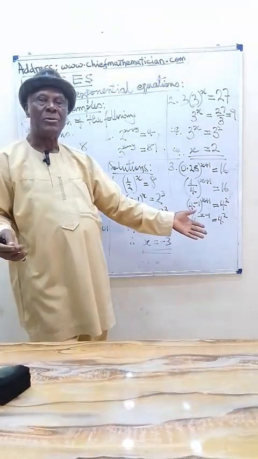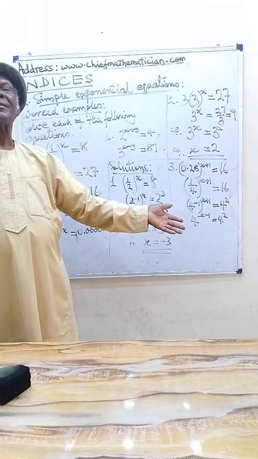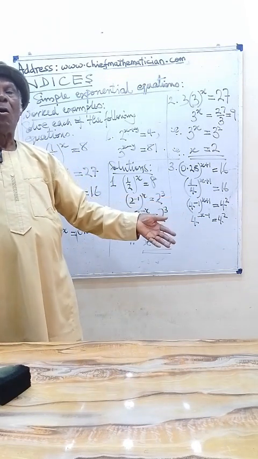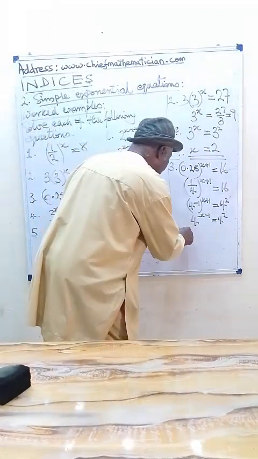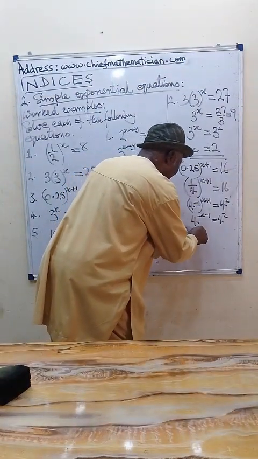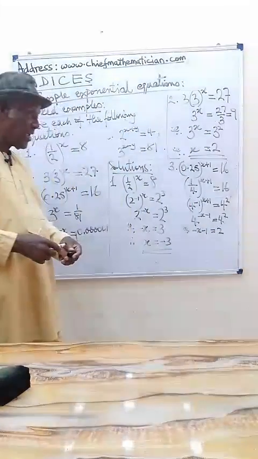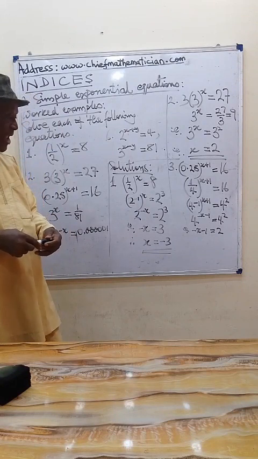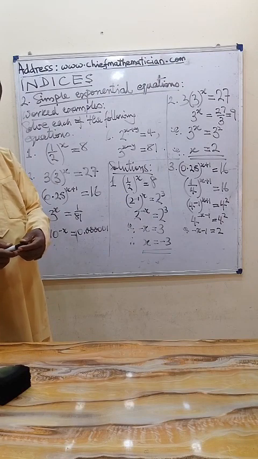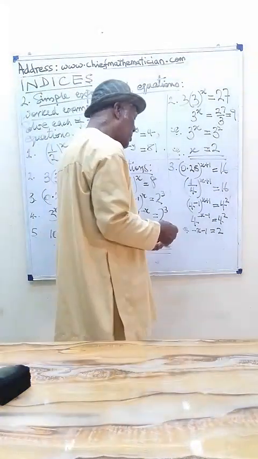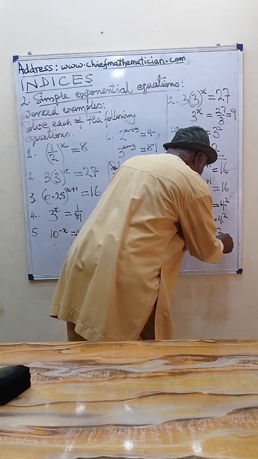But what happens now? Both sides of the equation are on the same base, 4. Yes, they are on the same base, 4. What follows next? You equate the indices. That is, I'm saying that minus x minus 1 is equal to 2. And of course, that is a simple equation now, which gives you x is equal to what? x is equal to minus 3.